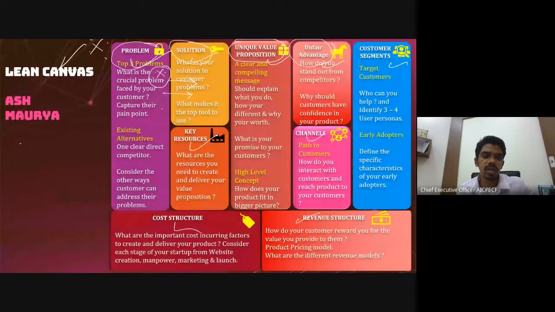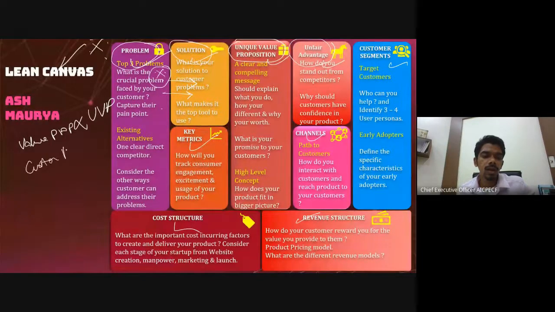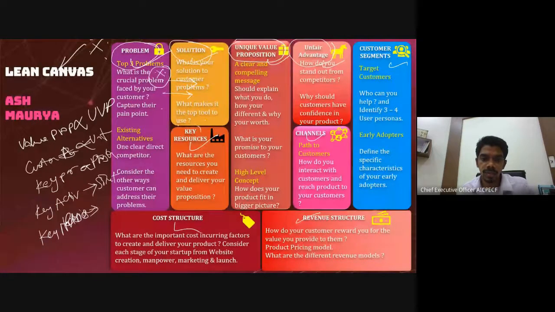Ash Maurya brought these in. What did he bring? Value proposition he changed to UVP, unique value proposition. Then he changed customer relationship to unfair advantage. He changed key partners to problem, identify your problem. He changed key activities to solution. And now he has also changed key metrics in place of key resources. In BMC there was key resources, and that has been changed to key metrics.